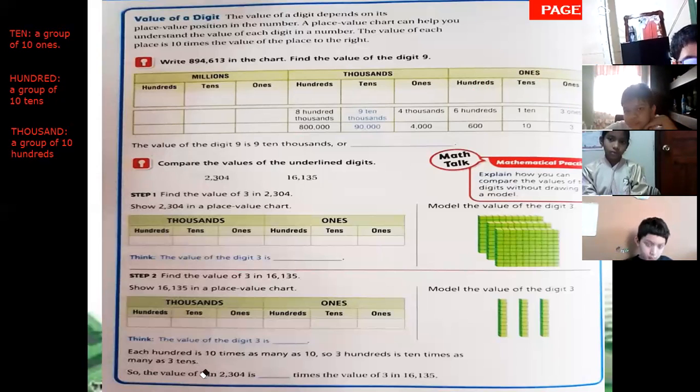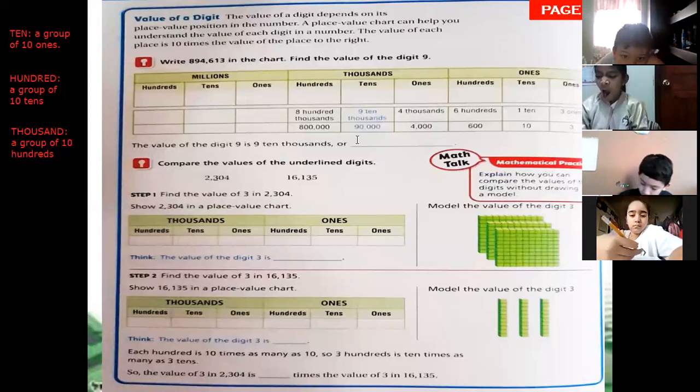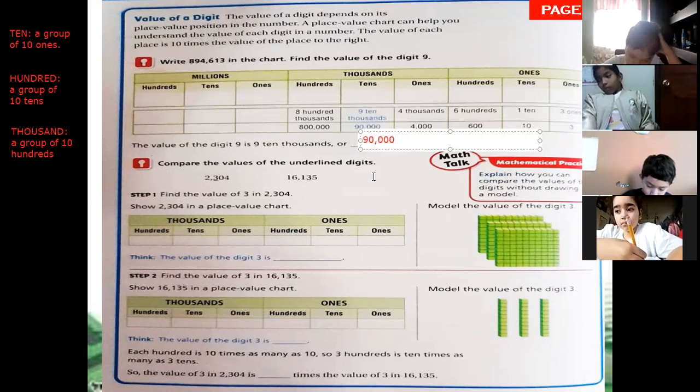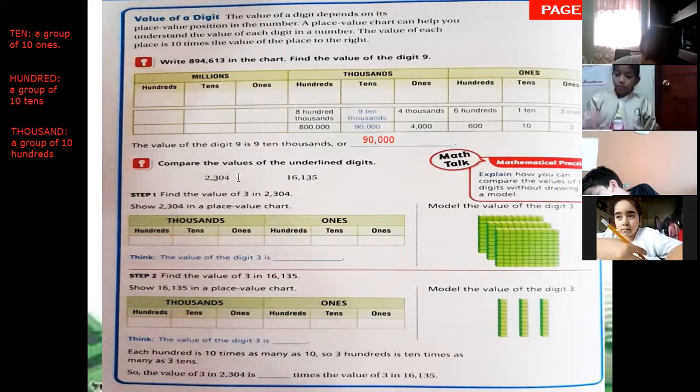Now, let's complete the line. Look at the sentence here. The value of the digit 9 in 910,000, or what is the value of that number? Or the number in color blue, 90,000. Write it down, please, 90,000. Now, compare the values of the underlined digits.